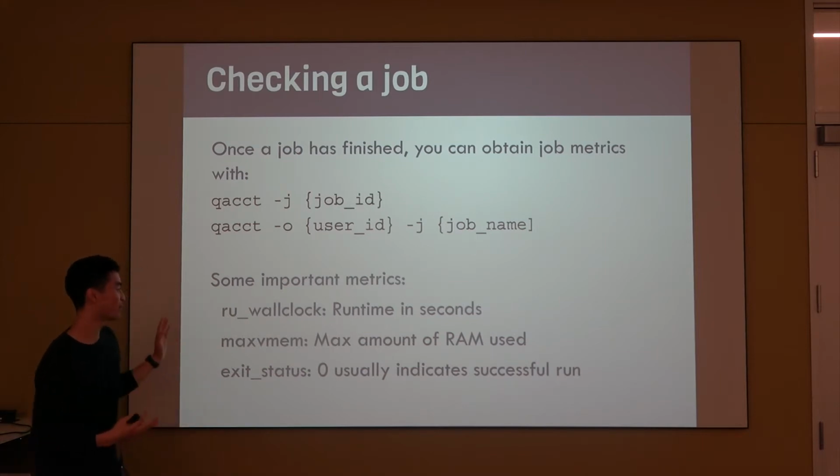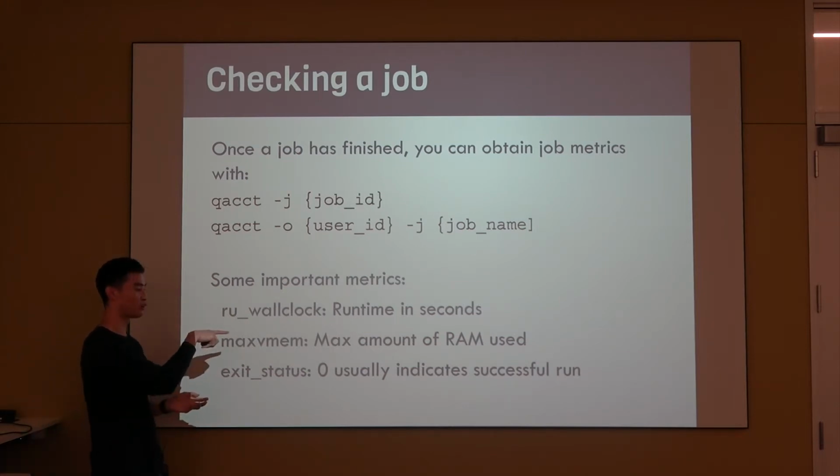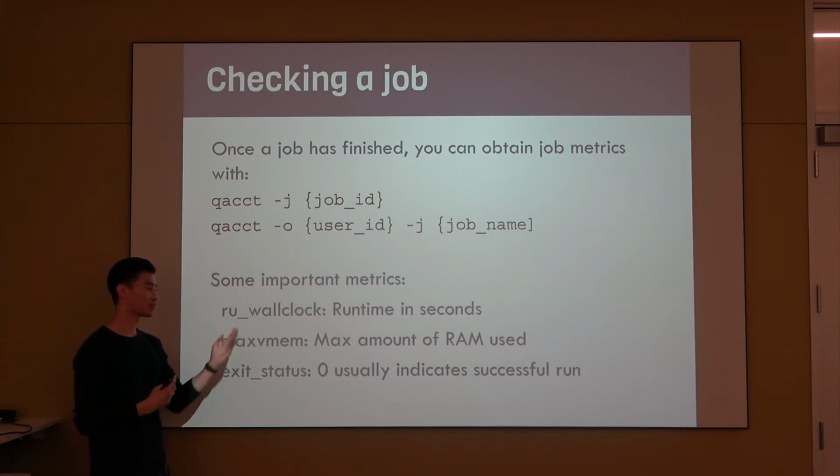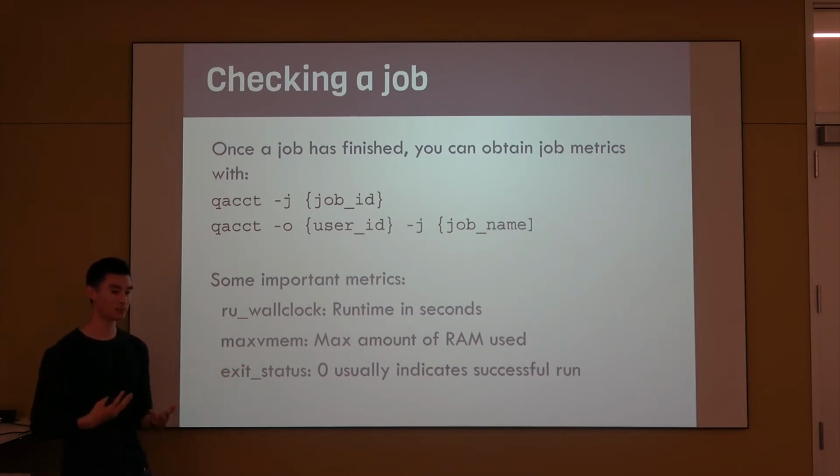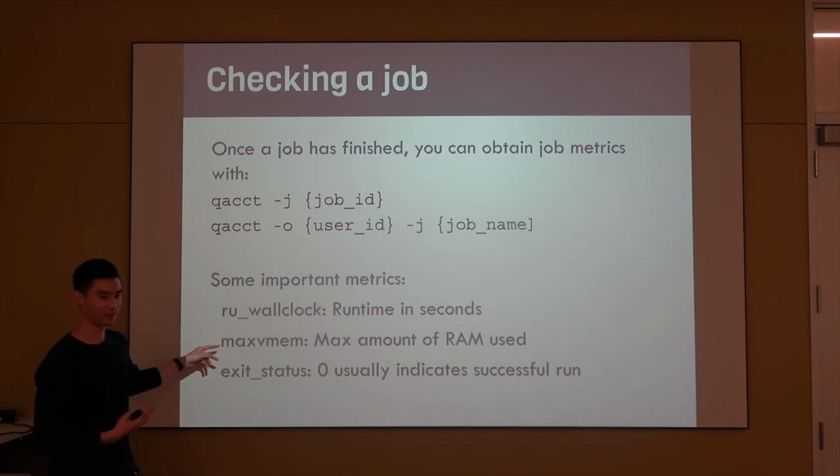And some important metrics to look for here is ru_wallclock. You'll get this long list of metrics that's tab separated. And this will tell you how long your job took. This will give you how much time you want to give to your job. Maxvmem tells you the maximum amount of RAM that your job used. And I did an analysis recently, and most people request a lot more than this value actually is. People are requesting typically like 1 gig, and then they end up using like 100 megabytes. So you can lower that and spend less time on the queue.